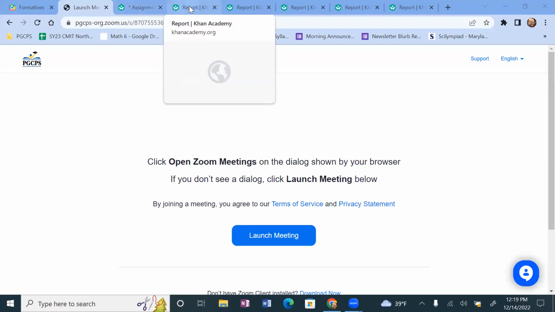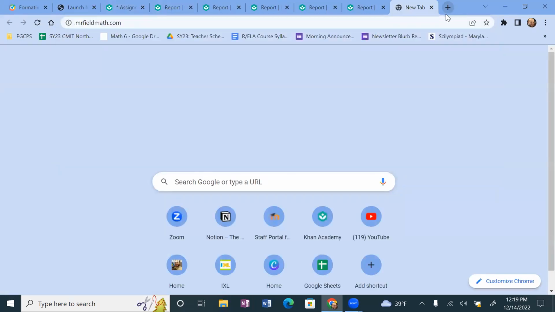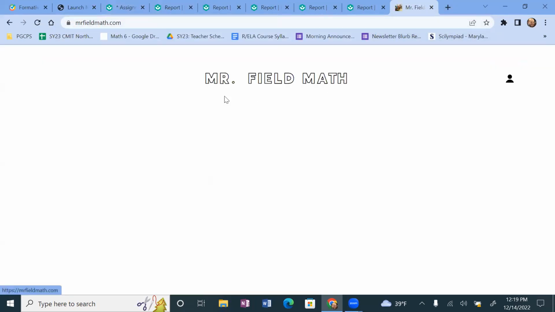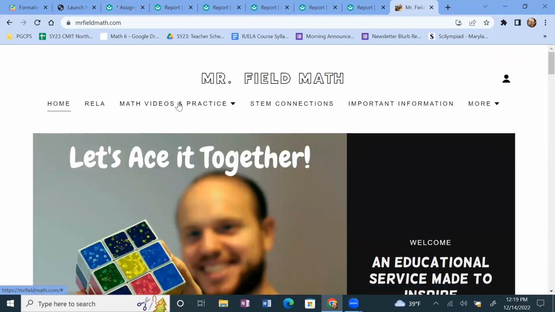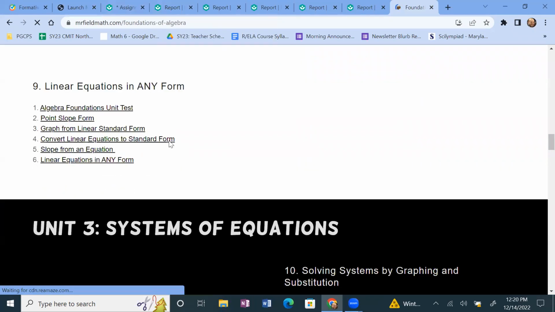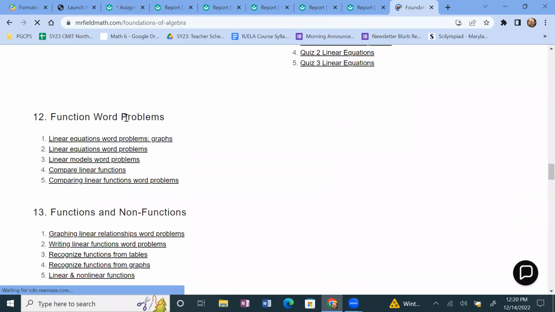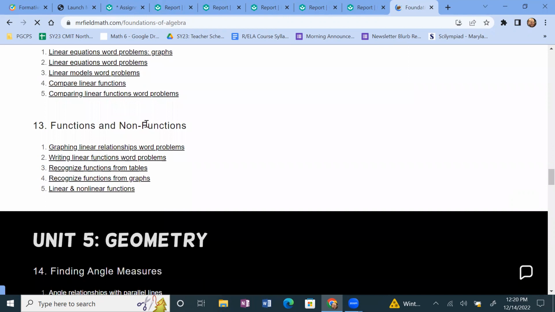So we are talking about function word problems. We're going to talk about linear equation word problems. You can write that down. But let me zoom on over to our course sequence, scope and sequence, as they call it. We did intro to functions. That was easy. Now we're doing function word problems. And then my favorite, functions versus non-functions, is next week, right before we go on break.